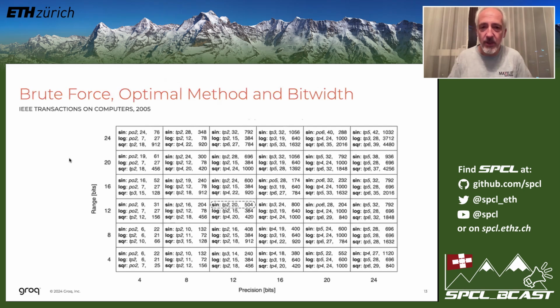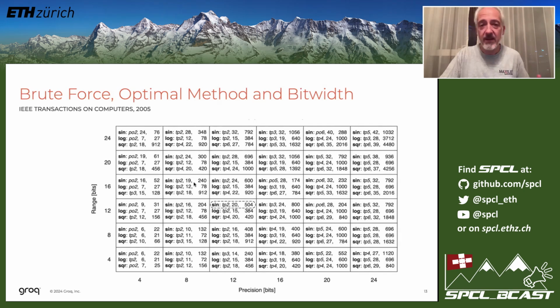And so the only way we could do this was brute force: build them all, create the circuits, synthesize the circuits, run the circuits, measure the area of the circuits, and then see what happens. And so here you can see if we need 8 bits of precision with 16 bits of range, and we want to compute the sine function, the result is that it is best, optimal, to use a table plus a polynomial of degree 2 with 19 bits.